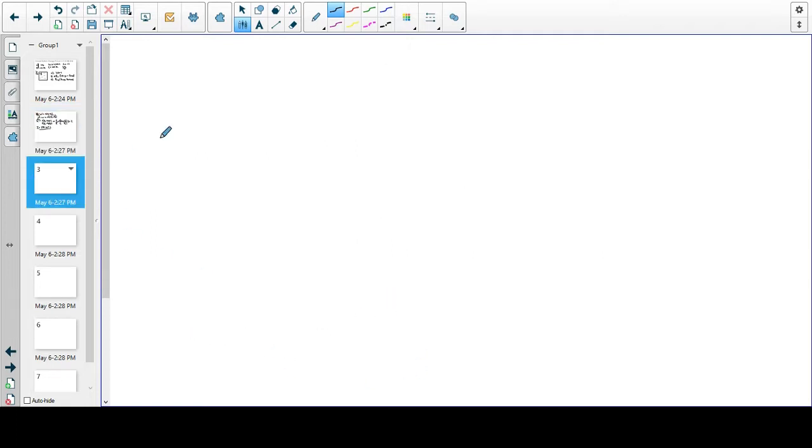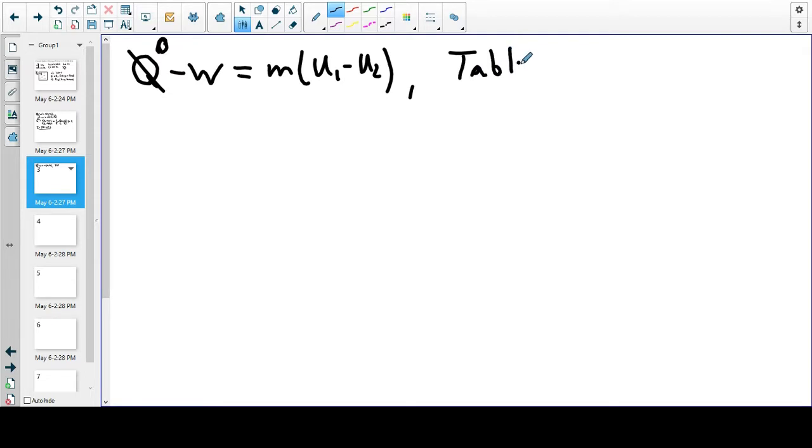What we do is, using that original equation I wrote, Q minus W equals M times U1 minus U2. Using this, we can now find our U values, and this is in table A23. It's the table that turns sideways because it's so long and has temperatures ranging up to like 4,000 Kelvin or something. A23, and these are the properties of select gases.